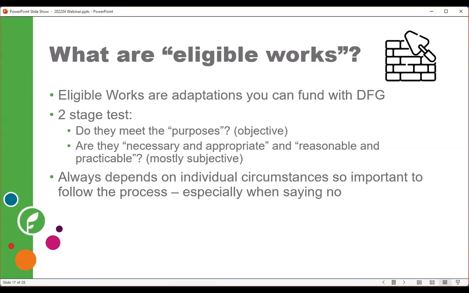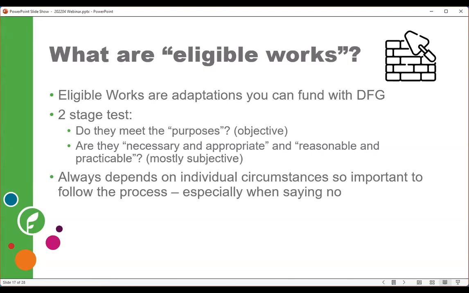And it always depends on the individual circumstances. So quite often that's the question: can we fit a safe room for this person under DFG? Can we fit an extra bath for this person under DFG? Can we replace the glass for this person under DFG? And it always depends. And to make a robust decision, you have to go through this two-stage test, particularly when you're saying no.